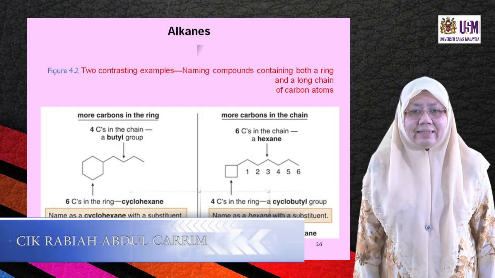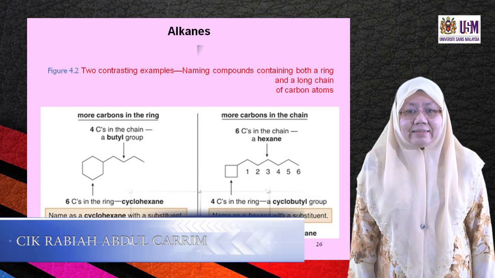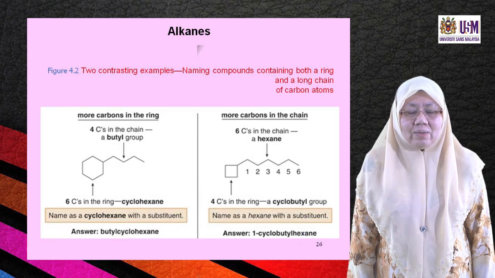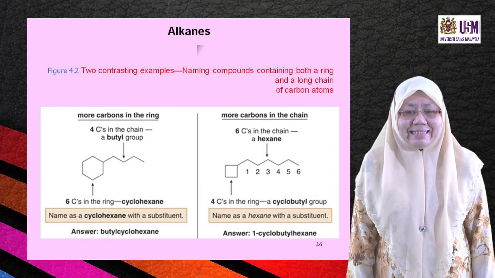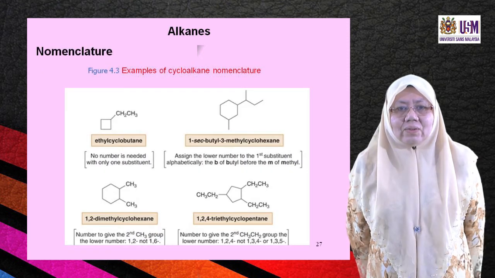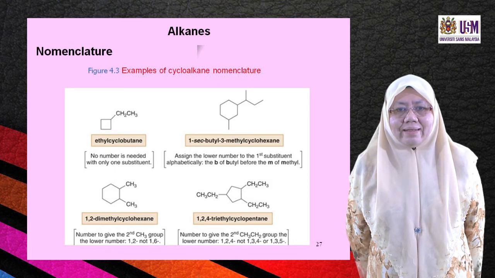In the one on the right, the chain has 6 carbon atoms, whereas the ring has only 4 carbon atoms. So now the ring is the substituent, and the parent is hexane, and the name of this compound is 1-cyclobutylhexane. Let us look now at more examples of cycloalkane nomenclature.